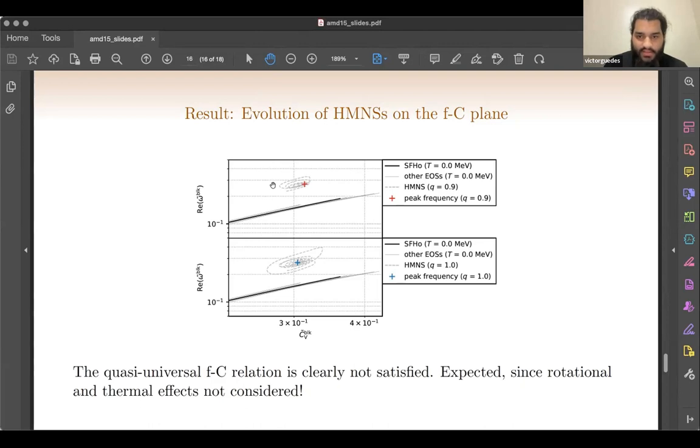So the gray dashed line here represents the quasi-periodic oscillations of the hypermassive neutron stars, and the pluses represent the peak frequency that we can get from the Fourier transform. And from this, we can see that this quasi-universal relation is clearly broken because, as expected, we did not include rotational and thermal effects in these relations. However, this does not guarantee whether we could have a universal relation for these objects or not.